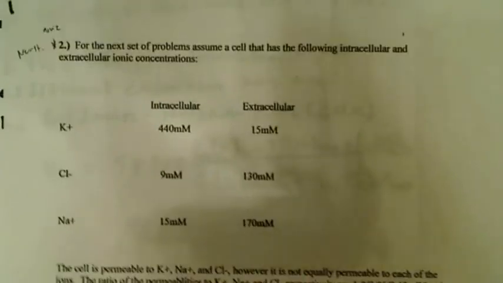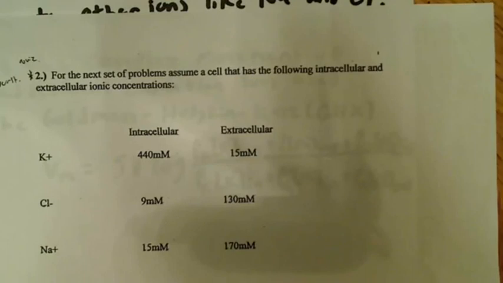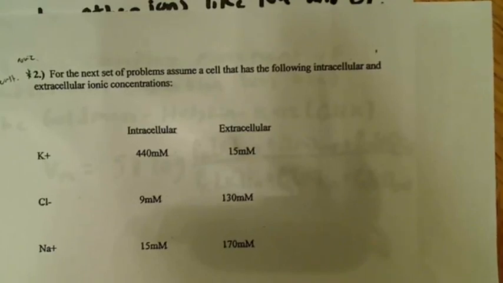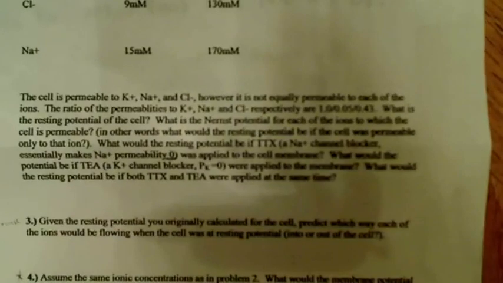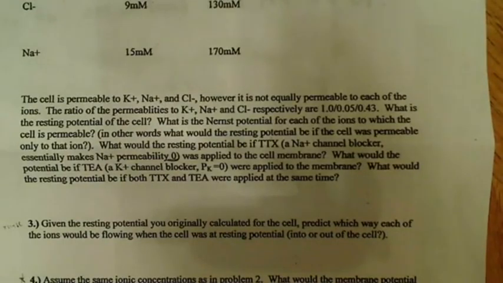So here we go. For the next set of problems, assume the cell has the following intracellular and extracellular ionic concentrations. Okay, so the cell is permeable to potassium, sodium, and chloride. However, it is not equally permeable to each of the ions. The ratio of permeabilities for K+, Na+, and Cl- respectively are 1, 0.05, and 0.43. So what is the resting membrane potential for the cell?